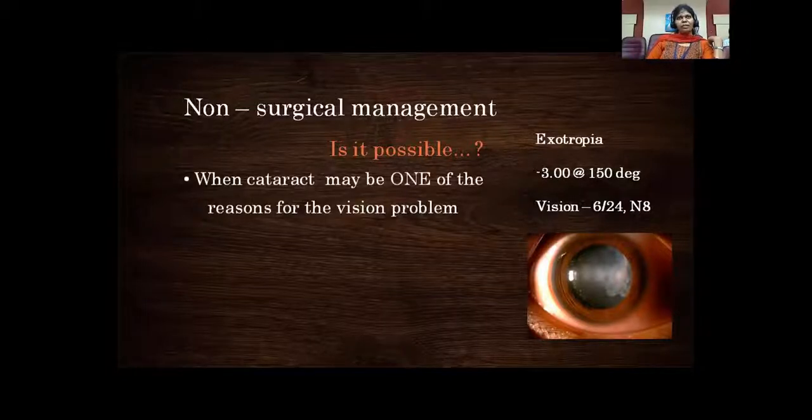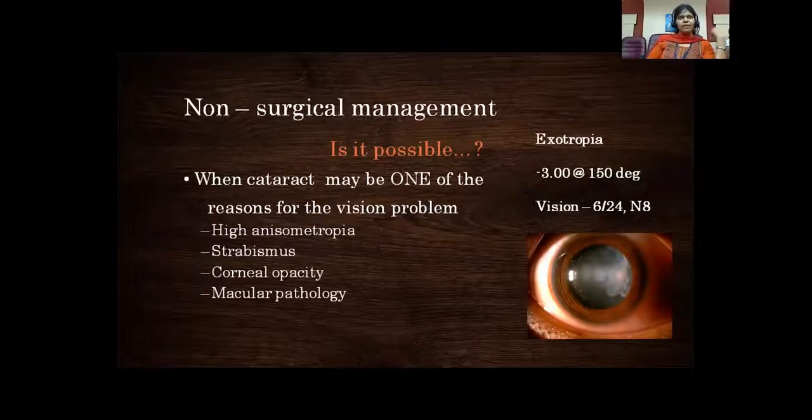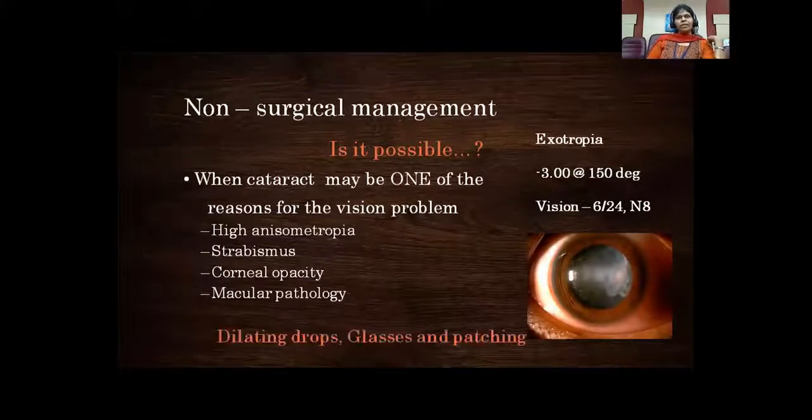When cataract may be only one of the reasons for a vision problem, we have high anisometropia, strabismus, corneal opacity, macular pathology. So it is part of multiple problems. So we can still wait by giving management for other problems, like you can give dilating drops if the opacity is a little paracentral, and of course glasses and patching. And then if vision improves and we still feel the cataract may also be contributing to the vision problem, we can operate at a later stage.